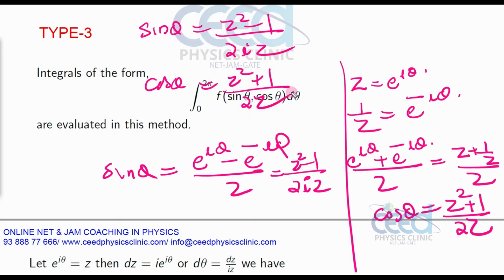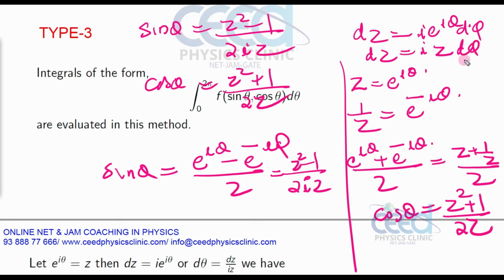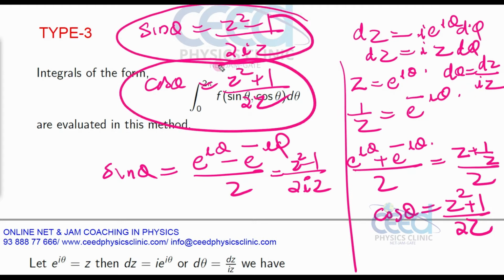Also, differentiating z equal to e raised to i theta, dz is equal to i e raised to i theta d theta, and this e raised to i theta is my z. So d theta is equal to dz by iz. You have to learn this result and this substitution by heart. If you know all these results, we can substitute in the expression and easily find the integral. For example, we can do a problem.